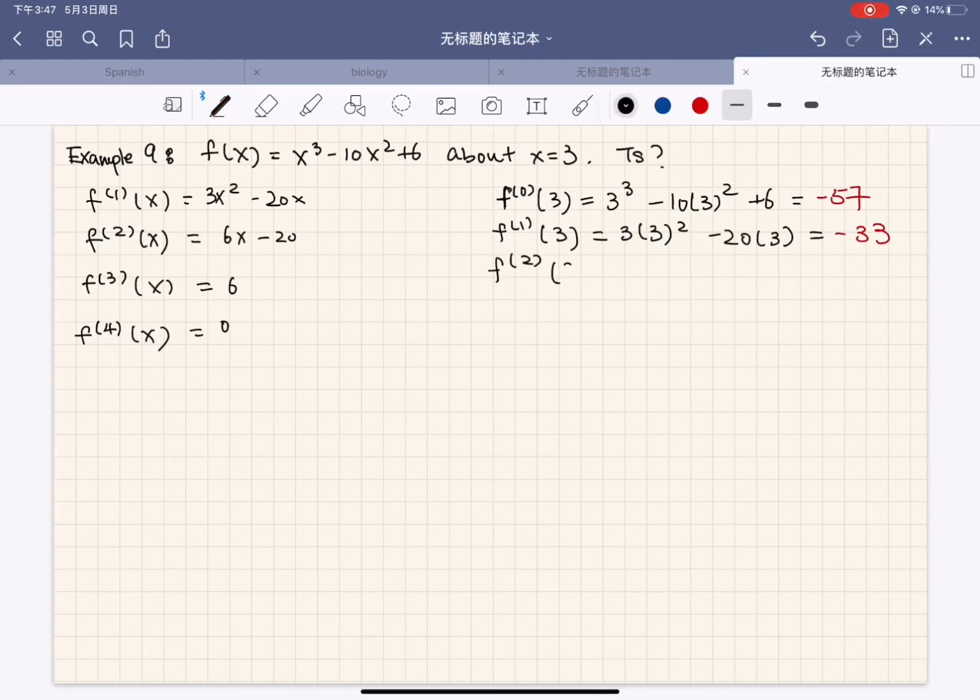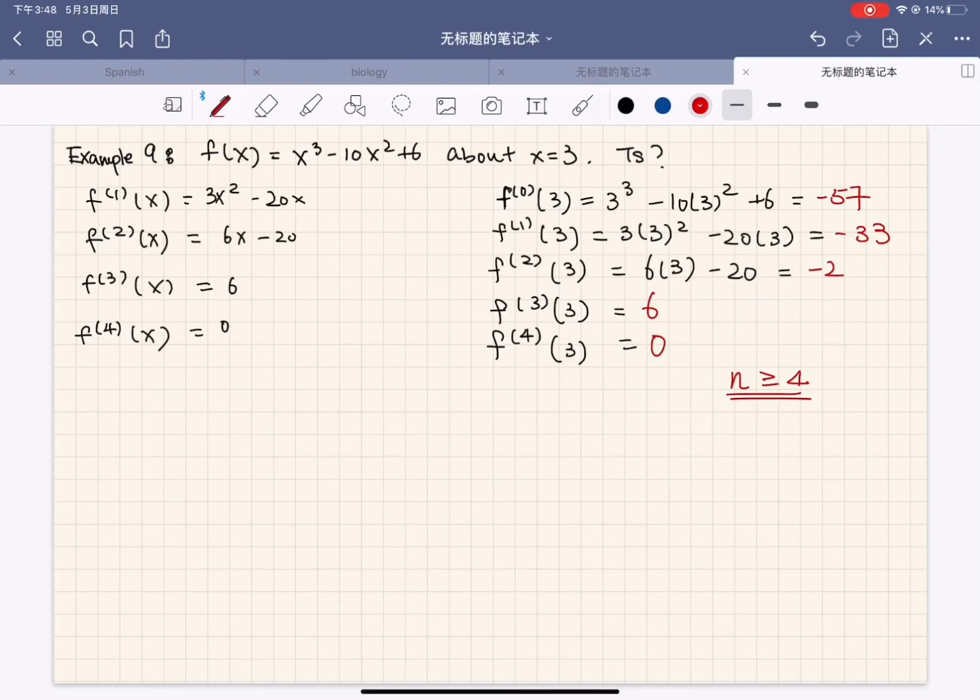And for the next step, we only have one x here, so it's 6 times 3 minus 20, and the answer is equal to negative 2. And for the last two steps, because there's no x value anymore, the answer will be equal to the previous one, which is 6 and 0. So we can see that after the fourth derivative, the values will all be equal to 0 afterwards.